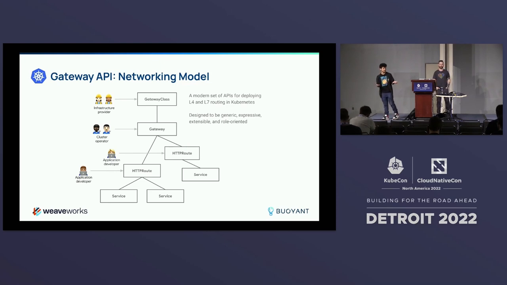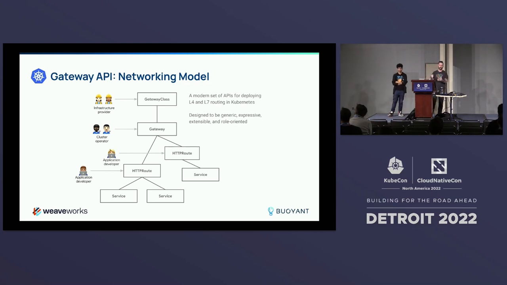So for example, if you have an infrastructure provider who's provisioning clusters for you, they will probably install this Gateway class object for you, because they will install the type of load balancer. And if you see on the left-hand side, we've got pictures of happy folks doing jobs. The goal with Gateway API is to give different objects for different folks so that we can use Kubernetes role-based access control to decide who's doing what and in what way, so that we can make the blast radius of security changes smaller.